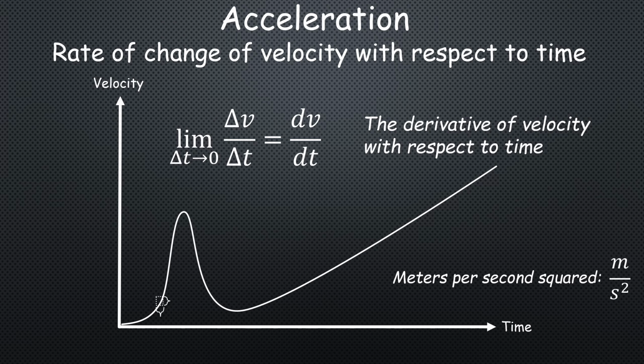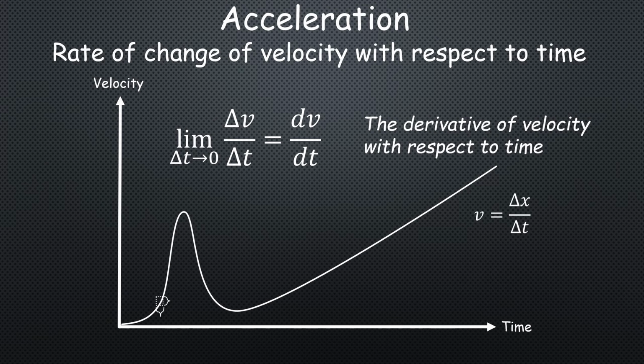This unit means that for every second that passes, the velocity increases or decreases by a certain number of meters per second. You might wonder why we say second squared. Here's why. Velocity is distance over time, and acceleration is velocity over time. So acceleration becomes the following, which involves time squared in the denominator.